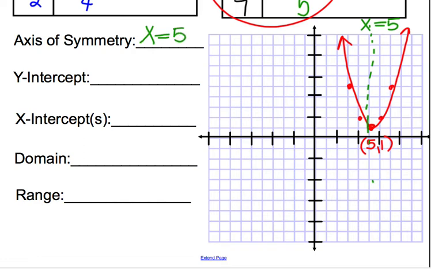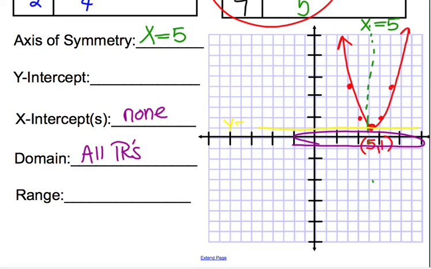Notice the x-intercepts are not there, so we'd say none. I'm going to hold off on the y-intercept for now. The domain, again, is all real numbers. The range is everything above. Here's y equals 1, so it's everything above that. So y is greater than or equal to 1, or from 1 to positive infinity.